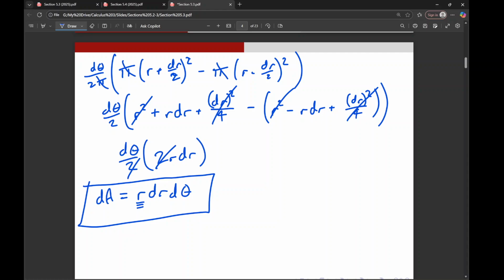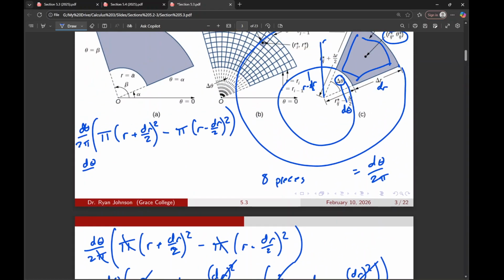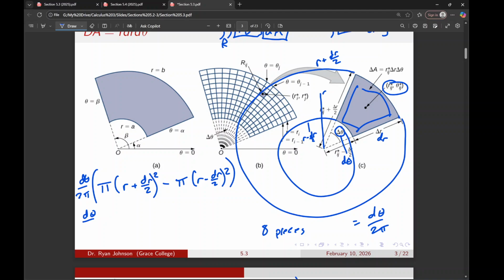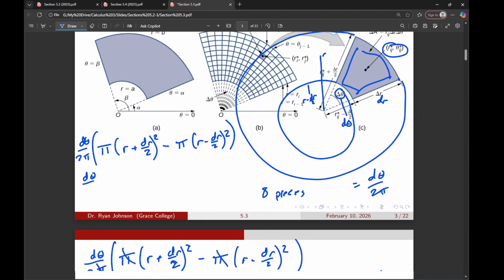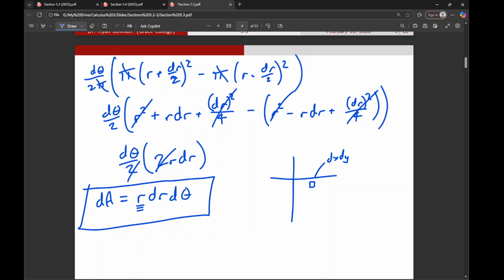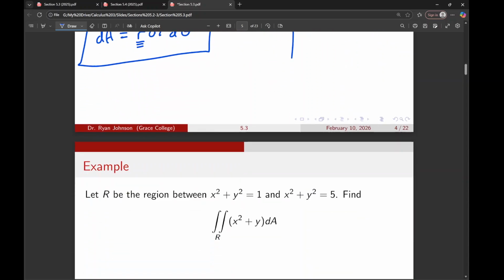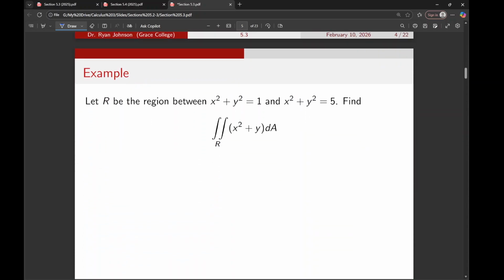Because when you do Cartesian, in your little boxes, those areas are dx times dy because they're little rectangles. But now I don't have rectangles, I have pieces of annuli. And so my pieces of annuli have area r dr d theta. And so you get an extra r when you switch to polar. So let's do an example here.